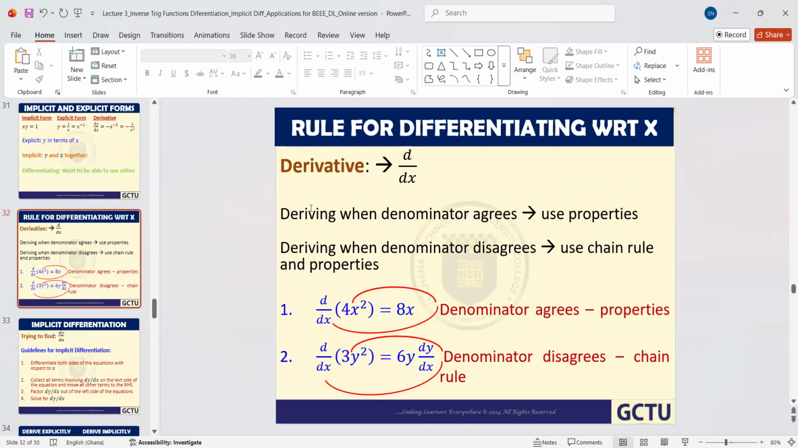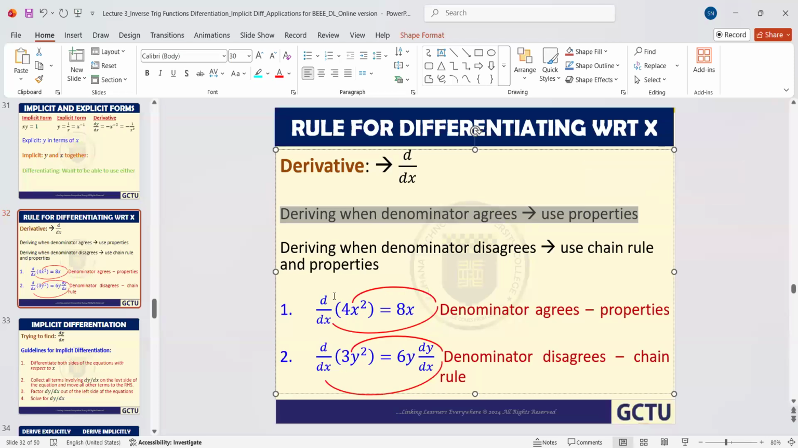So if you are going to differentiate with respect to x, first of all, we must understand the properties. What do we mean by the properties? Let's say that I want to differentiate when the denominator agrees. When the denominator agrees, you use the properties of differentiation. What do we mean by properties? You can use chain rule, you can use product rule, you can use quotient rule. That is the properties of differentiation. But when the denominator disagrees, then we use the chain rule and the properties. I'm going to explain all this.